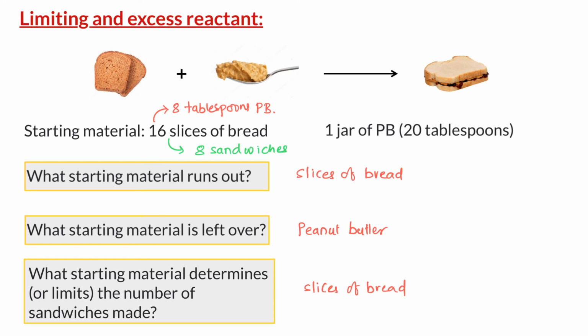The slices of bread is called the limiting reactant because it limits the amount of product formed. And the peanut butter is called the excess reactant because there is some leftover after all the sandwiches are made.